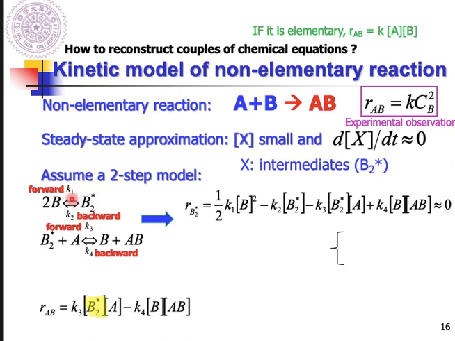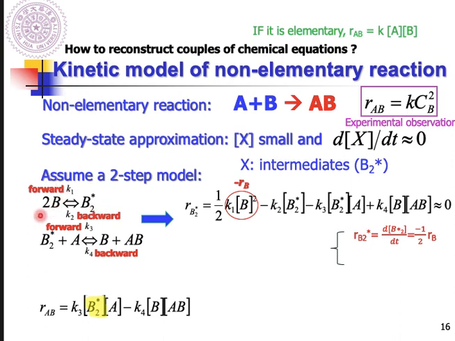So K1 is going to increase B2 star, K2 decrease, K3 decrease, and K4 increase. So we just write down the rate of B2 star, and for the first one, K1. Just remind, what's the relationship between RB2 star and RB?